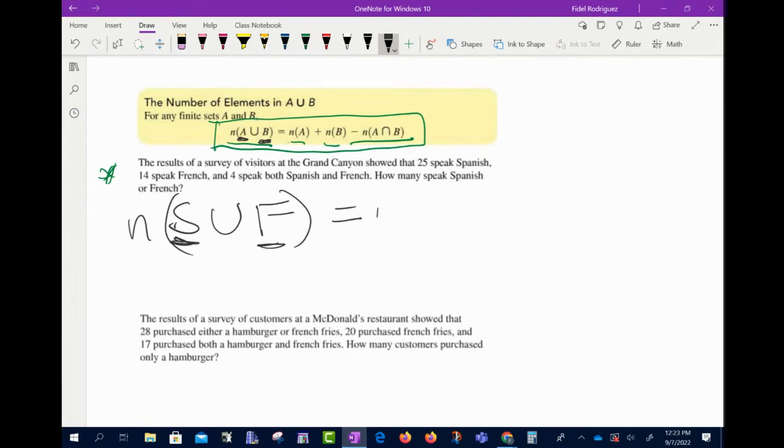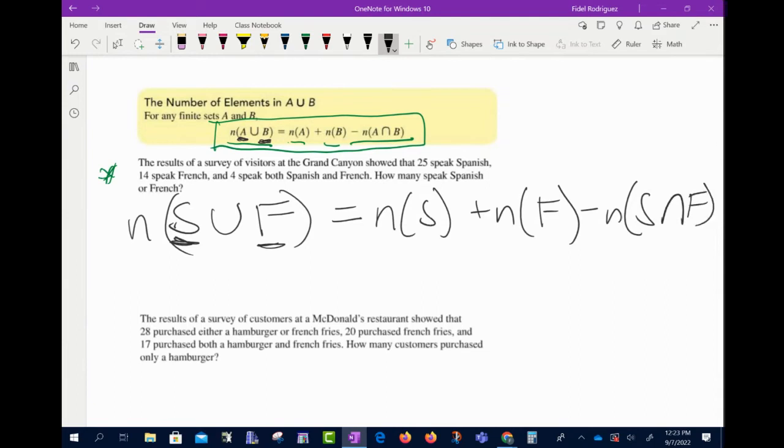So I might say, look, that's going to be equal to the number of people who speak Spanish plus the number of people who speak French minus the number of people who speak Spanish and French. Okay. So now all I'm going to do is kind of do a little plug and chug here. So do we know how many people speak Spanish? 25, right? Good. Do we know the number of people who speak French? 14. Excellent. And how many people speak both? 4, right?